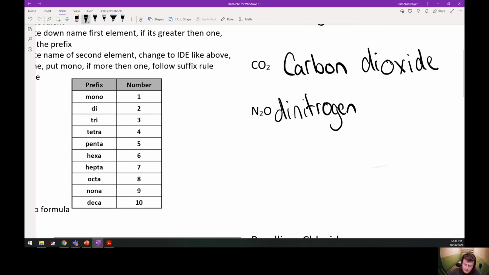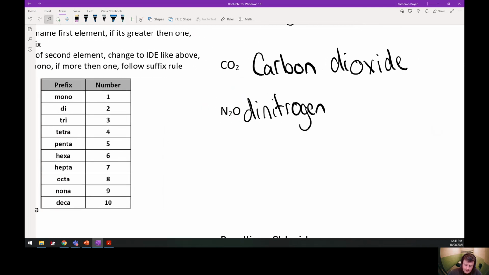All right. And I need to look at the second element. So again, I can see that there's only 1 oxygen, but because it's the second one, we always need a prefix. This is going to be monoxide.